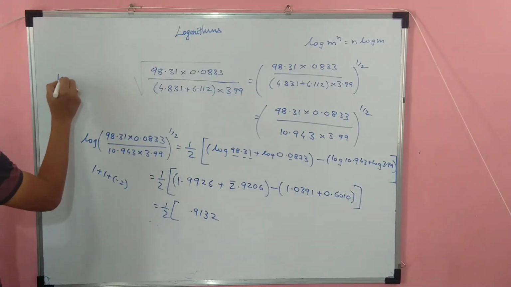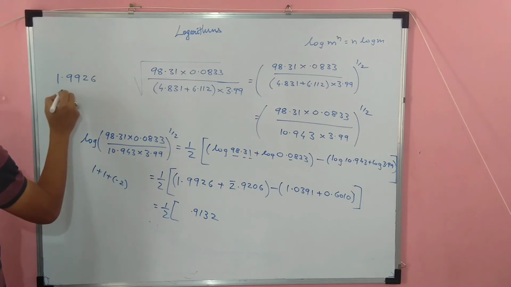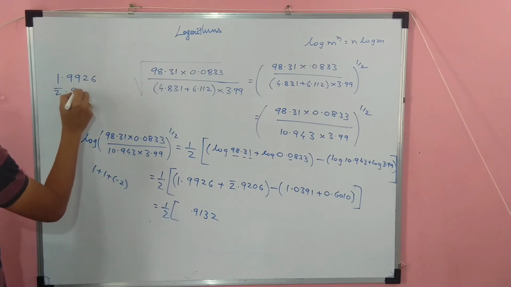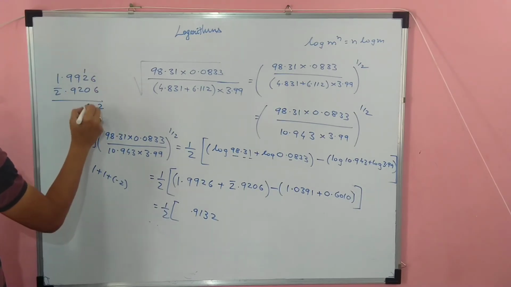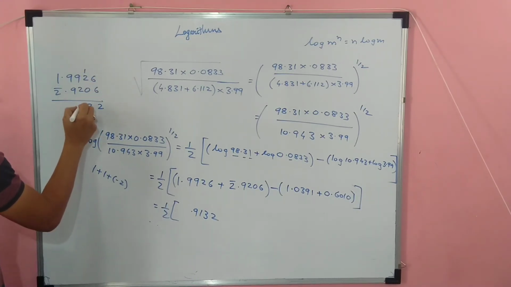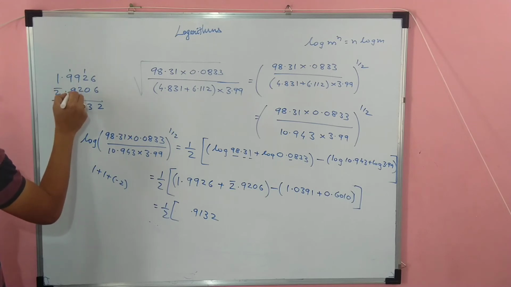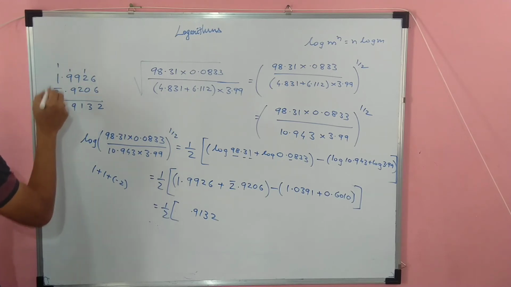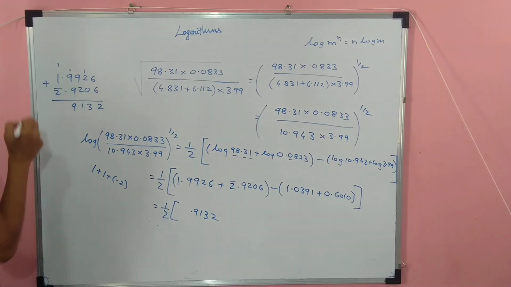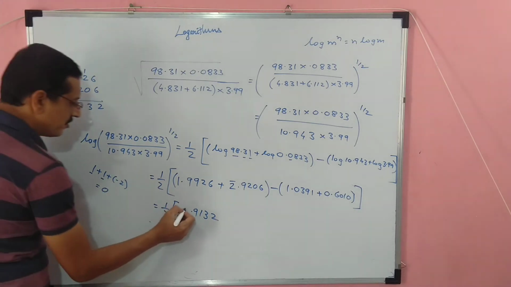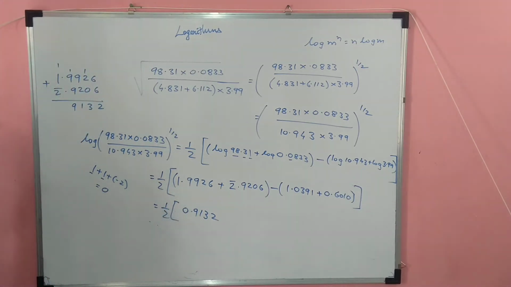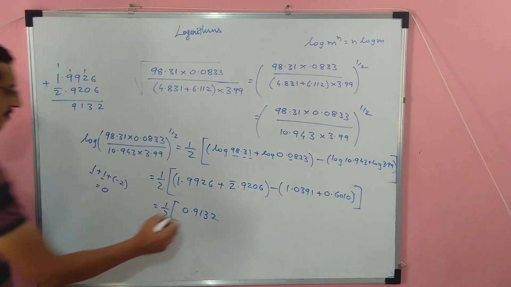Check the addition, students. If you have any doubt in this, 1.9926 and bar 2.9206. So it is 6 plus 6 is 12, 2 plus 1 is 3, 9 plus 2 11. So it is 9 plus 9 18 plus 1 19. So it is 1 plus 1, and this is addition, so it is 1 plus 1 plus minus 2 which is nothing but 0. So it is 0.9132, done students. Minus.